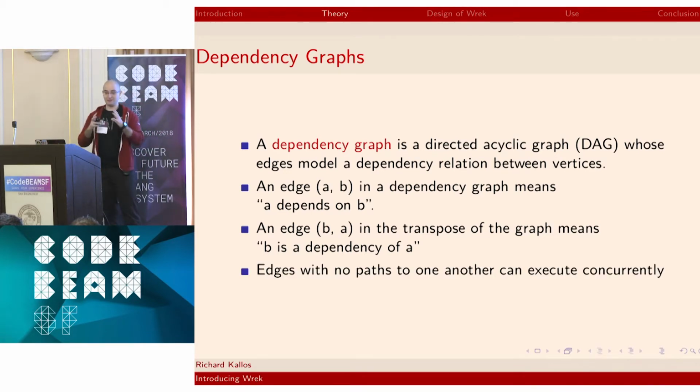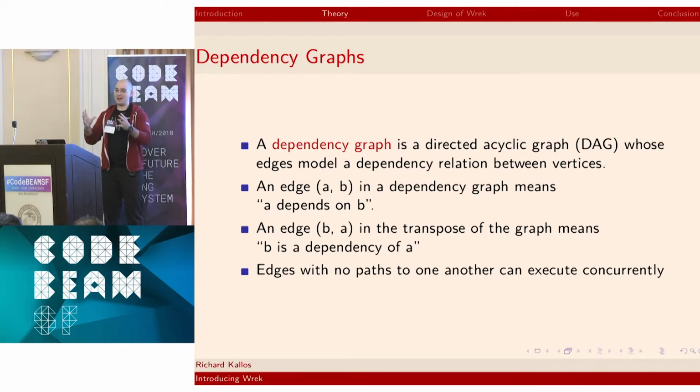And so the real kicker here is that vertices with no paths to one another can execute concurrently. That's a typo, I'll fix that. Vertices with no paths to one another can execute concurrently.